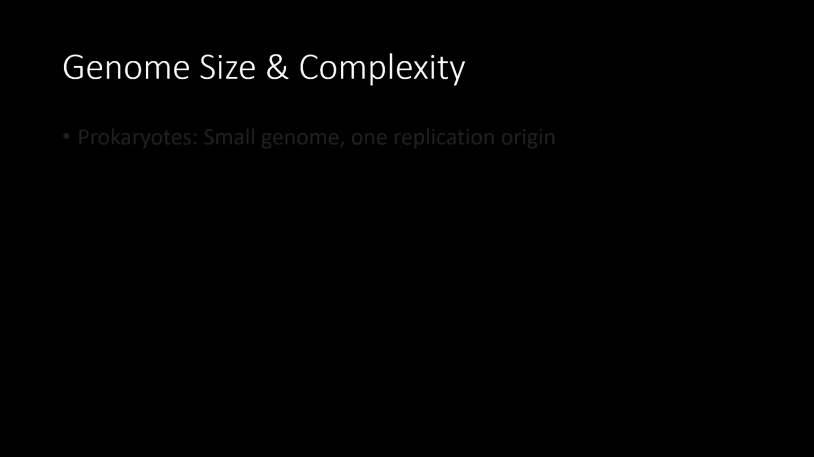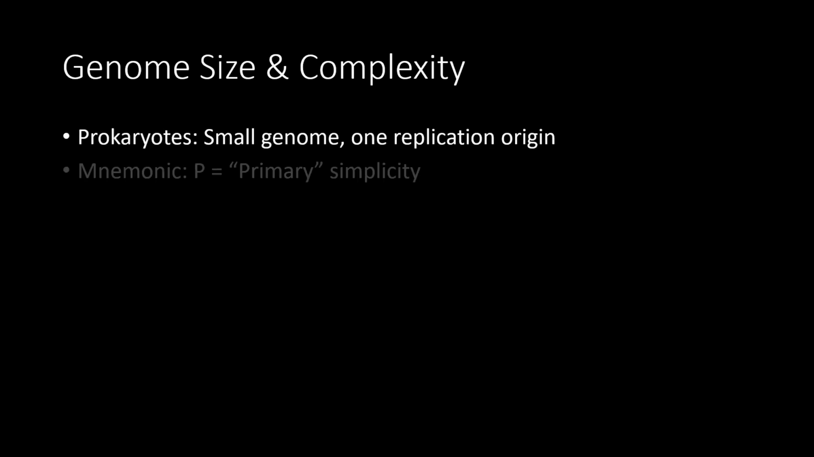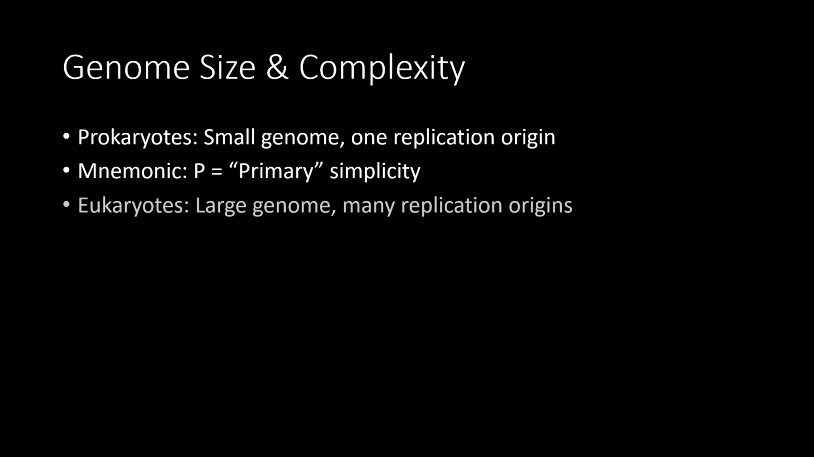Another difference lies in the genome. Prokaryotes typically have a smaller genome with a single replication origin, which means they replicate their DNA quickly and efficiently. Eukaryotes, on the other hand, have a much larger genome with multiple replication origins, making their DNA replication more complex. For a mnemonic, you can think prokaryotes equal primary, referring to their simple and smaller genome, and eukaryotes equals expanded because their genome is larger and more complex.